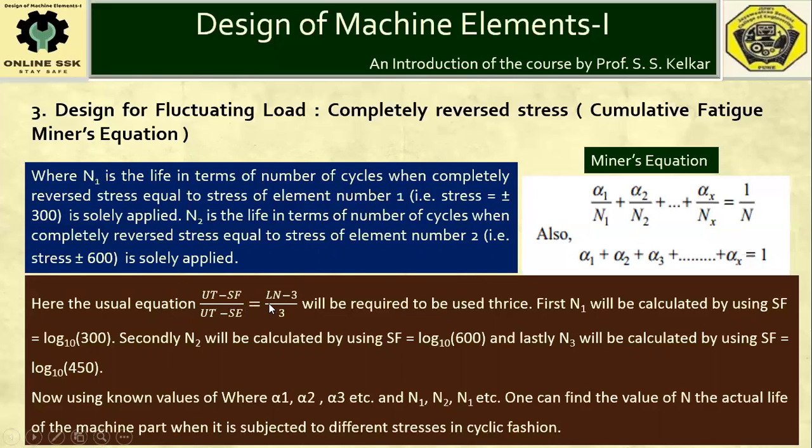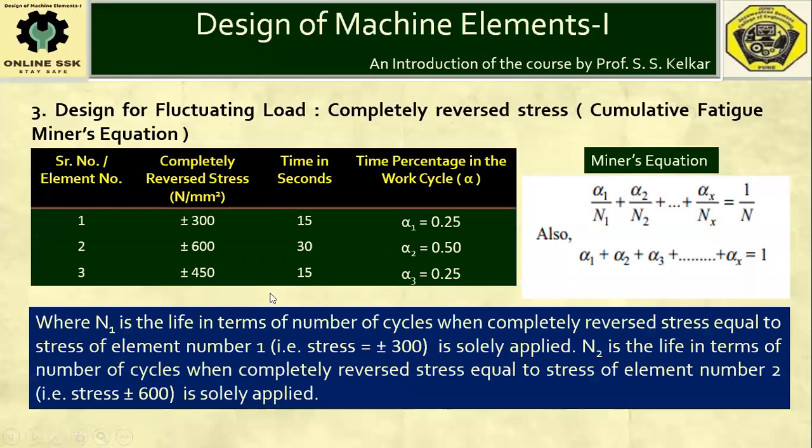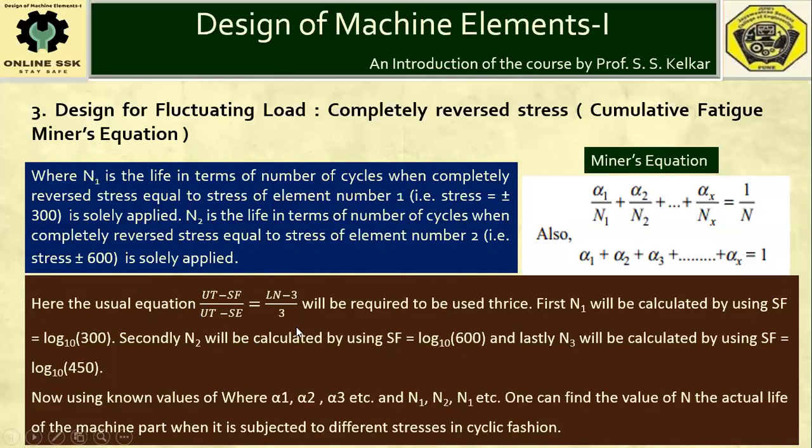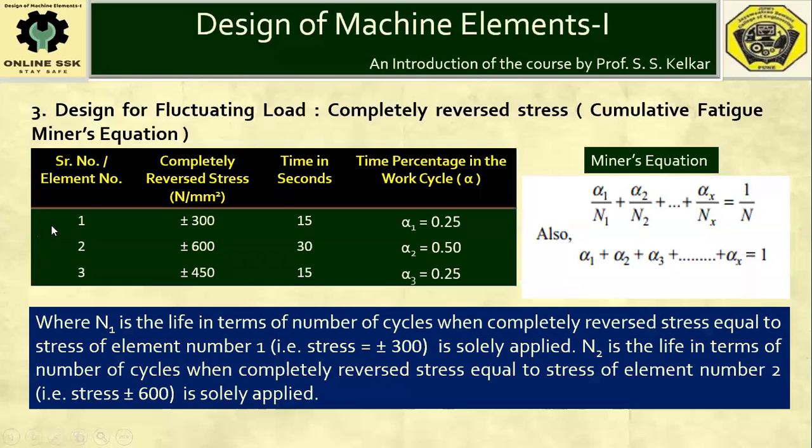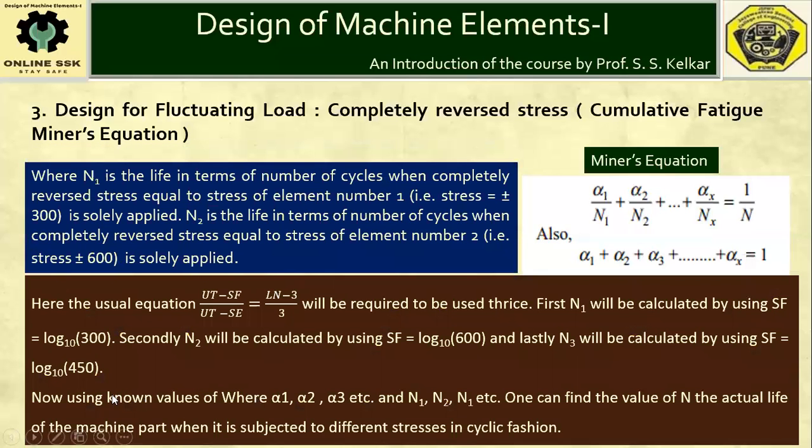So here in this case the work cycle is of 3 elements, so we have to use this equation thrice. One for calculating n1 based on stress SF is equal to 300. Secondly, again we are using the same equation. Using SF2 is equal to 600, we are calculating N2, and using SF3 as 450, we are calculating N3. So we are going to use this equation 3 times for calculating N1, N2, N3.